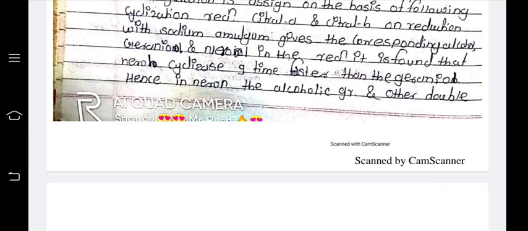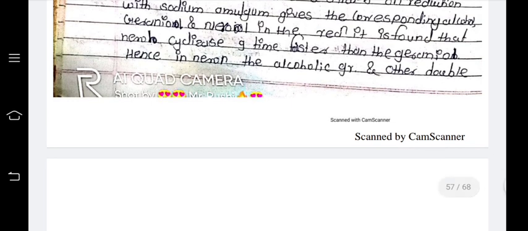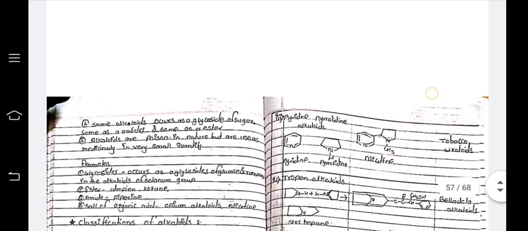In the reaction, it is found that nerol cyclizes much faster than geraniol. Hence, in nerol, the alcoholic group and the other double bond are close.